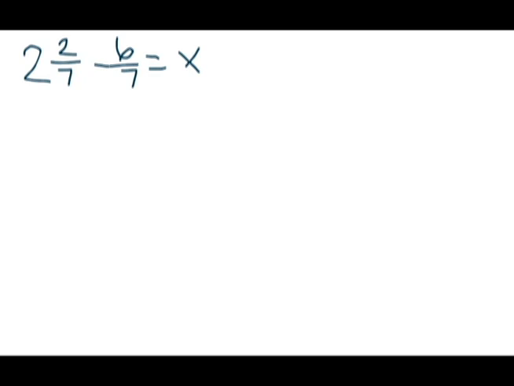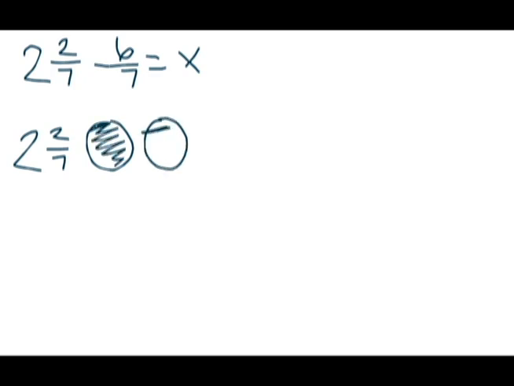I'll start with my fraction circles once again, and to represent 2 2/7, I'll draw 2 circles or 2 wholes that are completely shaded in, and 2/7. And one of those pieces is shaded in. I'm subtracting 6/7. The way that my fraction circles are now does not allow me to subtract 6/7.